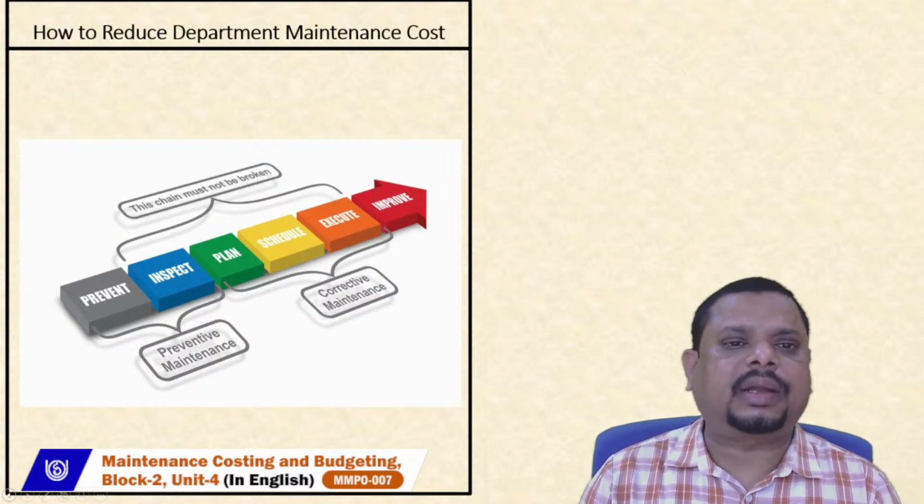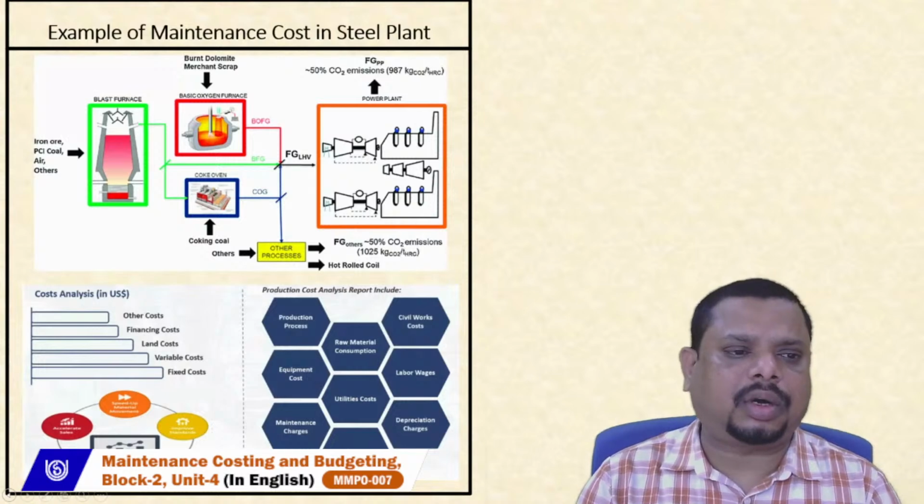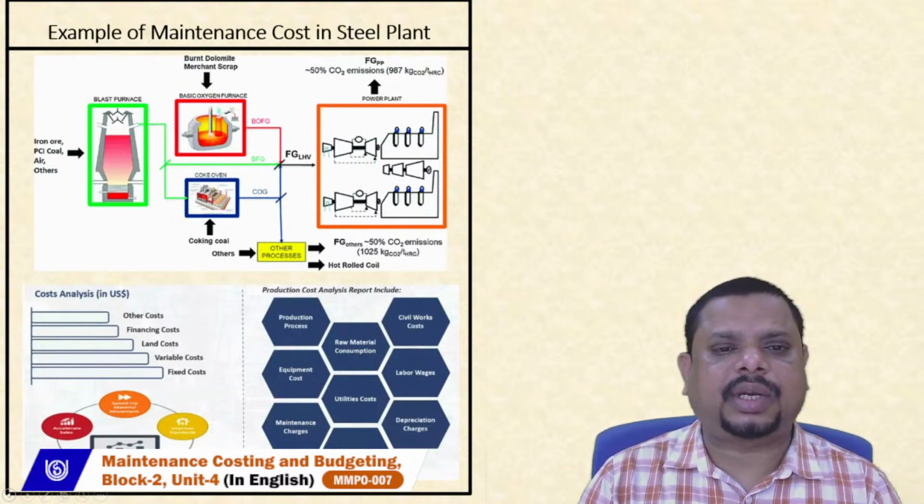So let's take an example of a steel plant. If you observe the first image on the top, this is the process known as an integrated steel plant, where a large amount of maintenance cost is involved. For example, in a steel plant, they have a blast furnace, a basic oxygen furnace, and coke ovens, and whatever flue gas is released goes to the power plant for power generation.